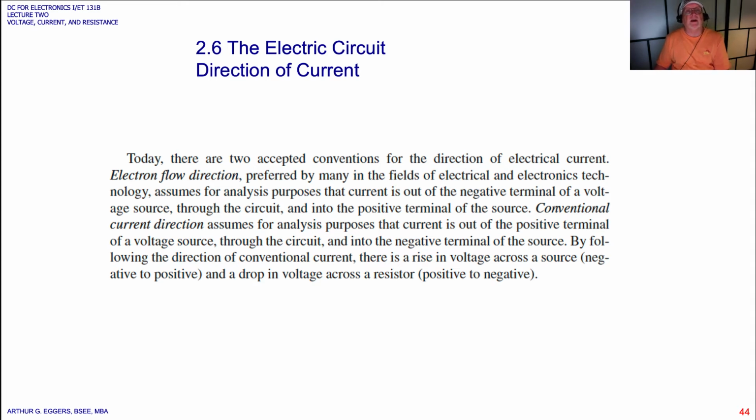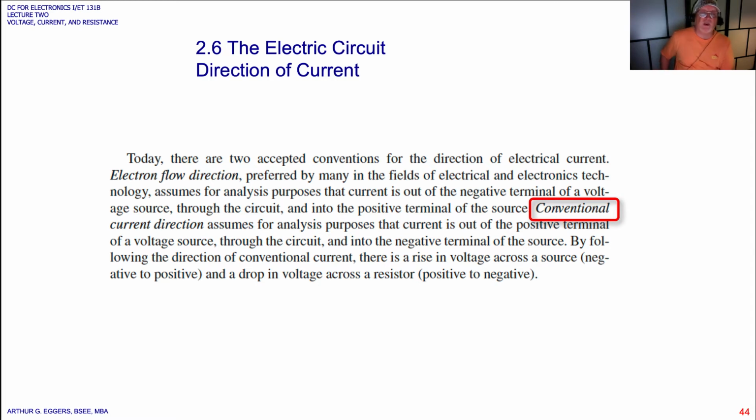So if we look at an electric circuit, we need to start learning something about a convention. Today there are two accepted conventions for the direction of current. Electron flow direction, preferred by many of the fields of electrical and electronics technology, assumes, for analysis purposes, that current is out of the negative terminal of a voltage source, through the circuit, and into the positive terminal of the source. Conventional current direction then assumes, for analysis purposes, that current is out of the positive terminal of a voltage source, through the circuit, and into the negative terminal of the source.